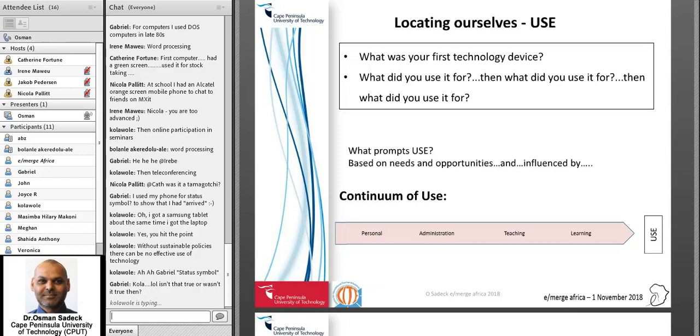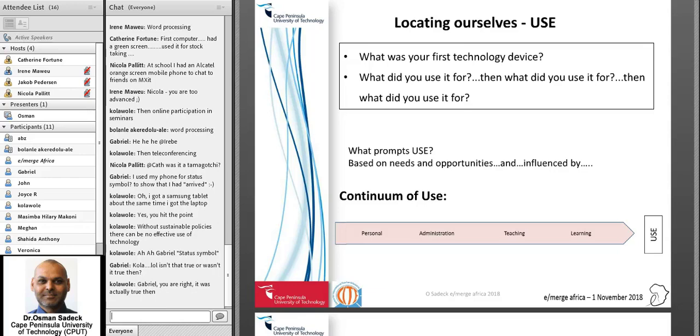The other important aspect in terms of the continuum of use is how we started actually using it. In many of the cases, we would have been learning on our own. We probably tried something out. We had somebody tell us about it. Then we found that as we went into administration and teaching, we would go to a more structured course or a little workshop to find out how to use this, whether it was Excel or how to create a PowerPoint. So others started helping us to learn.